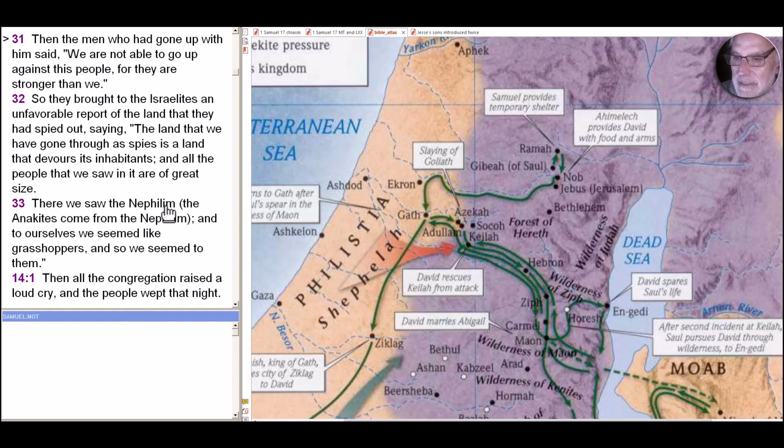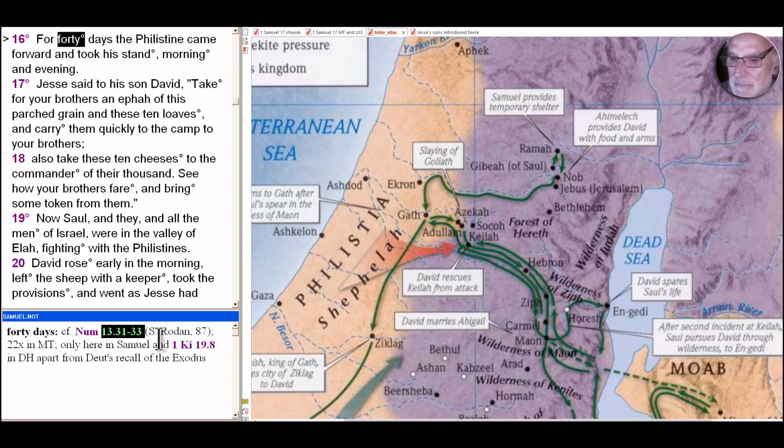Here, the Nephilim, connecting back to Genesis 6, a story we've looked at in our Genesis series, we don't need to look at now. The phrase 40 days is used 22 times in the Masoretic text, but most of the times it refers to the Exodus story or the flood story. This is the only time it's used in Samuel and one time in 1 Kings, apart from references in Deuteronomy to the Exodus. So certainly the authors here understand that 40 days is a proverbial period for a long period of time in which people are doing something.